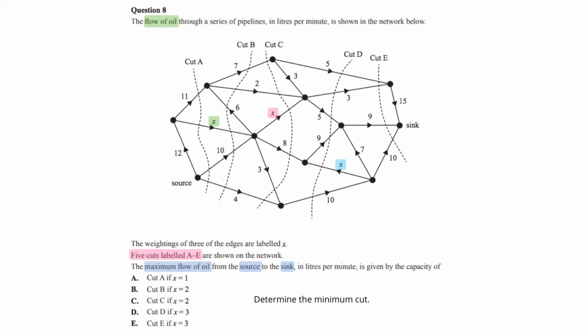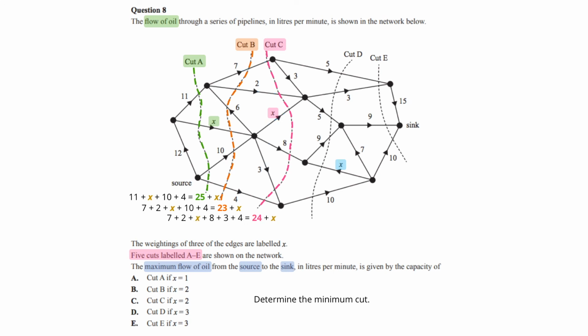Let's look at cut A. We can write that the flow into the cut A is 11 plus X plus 10 plus 4, which is 25 plus X. The flow into cut B can be written as 7 plus 2 plus X plus 10 plus 4, which is 23 plus X. The flow into cut C is equal to 7 plus 2 plus X plus 8 plus 3 plus 4, which is equal to 24 plus X.